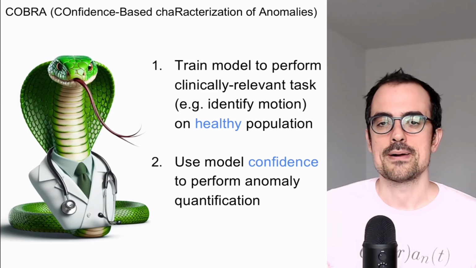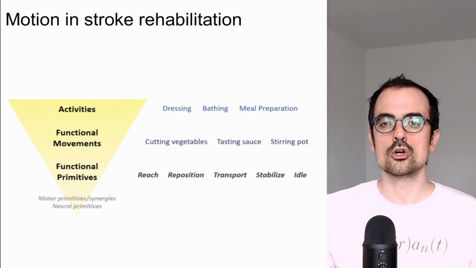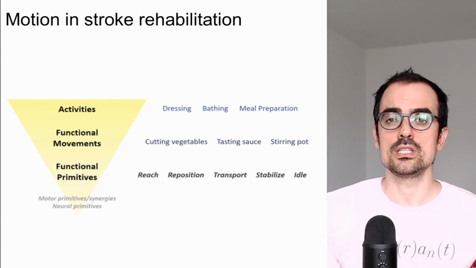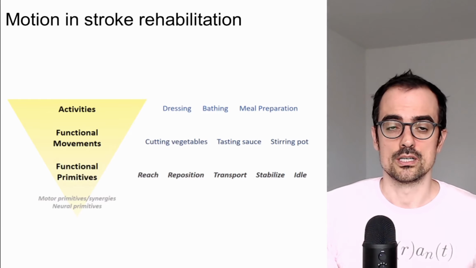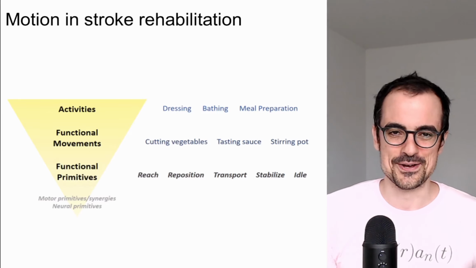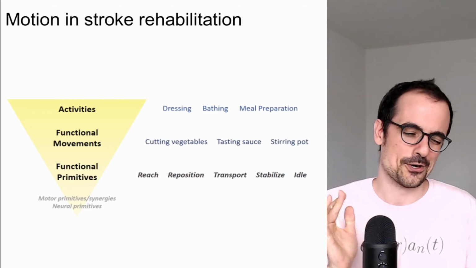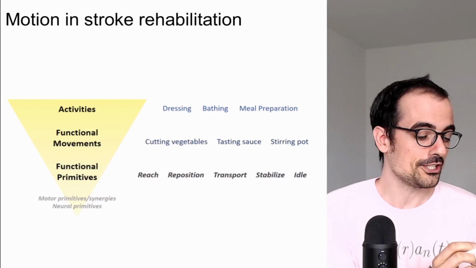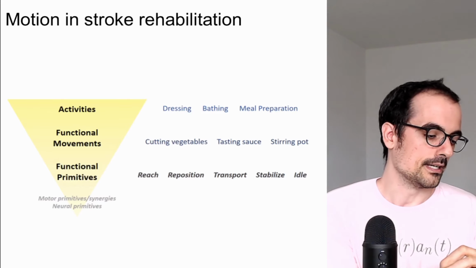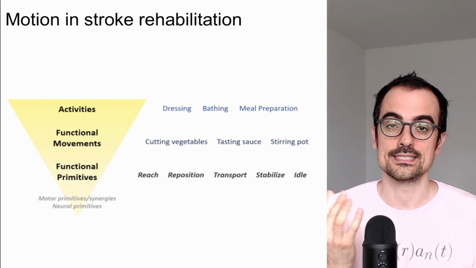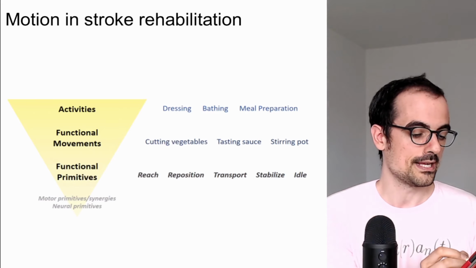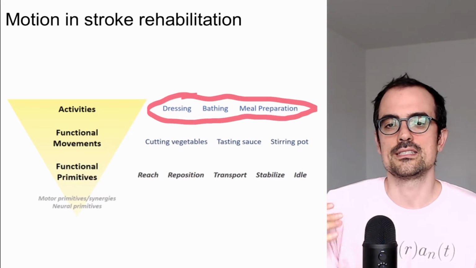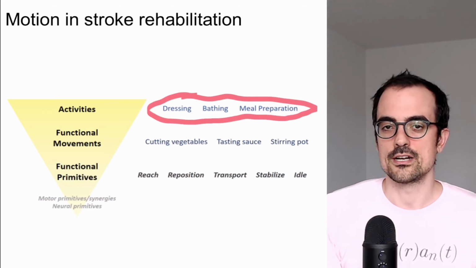Okay, so what do I mean by identifying motion? We're going to focus on motions that are carried out in a rehabilitation setting. You might have noticed that I don't really know how to pronounce rehabilitation. I hope that's more or less okay. So during rehabilitation, stroke patients perform different activities. For example, dressing, bathing, meal preparation. These are activities that are useful for them in their daily lives.